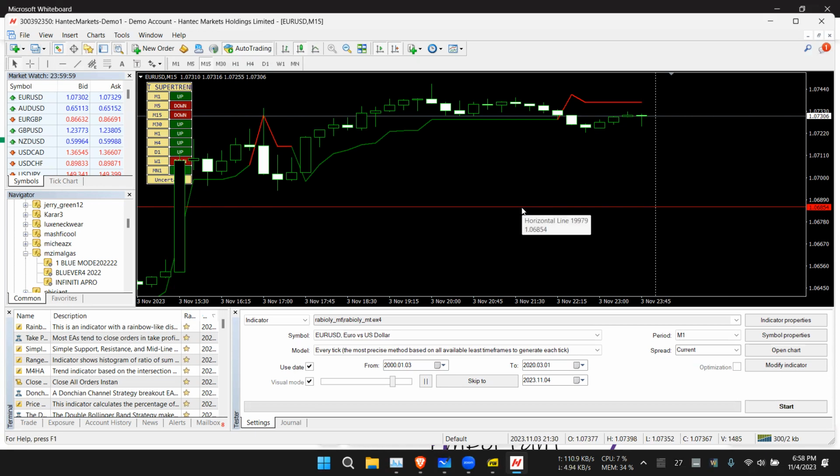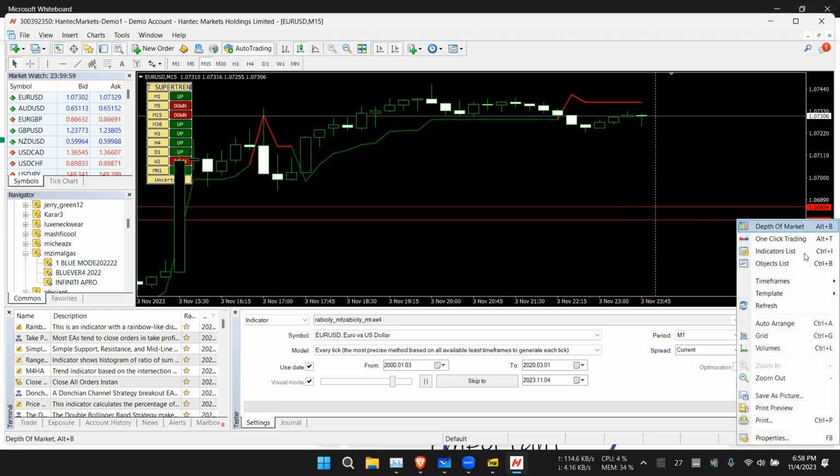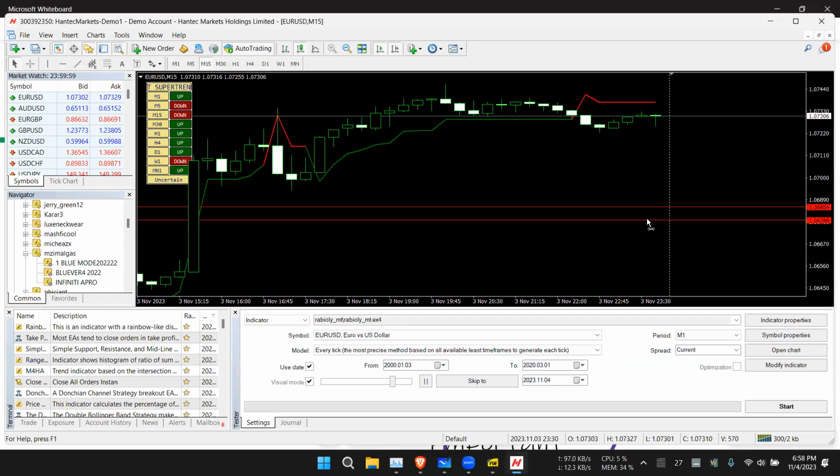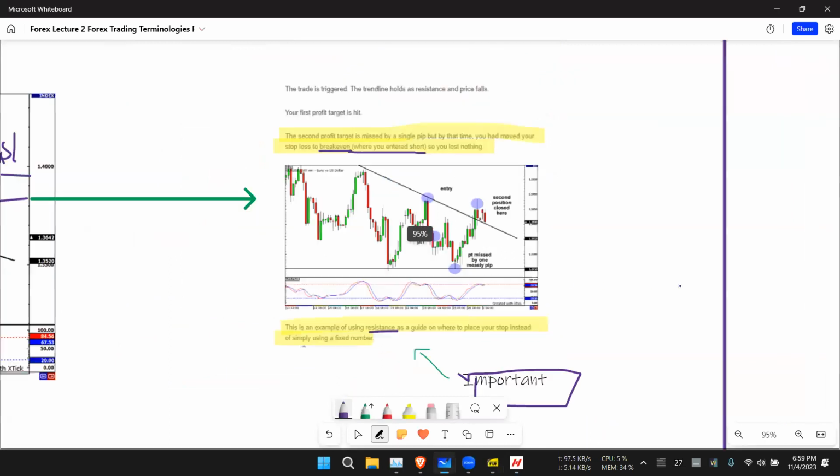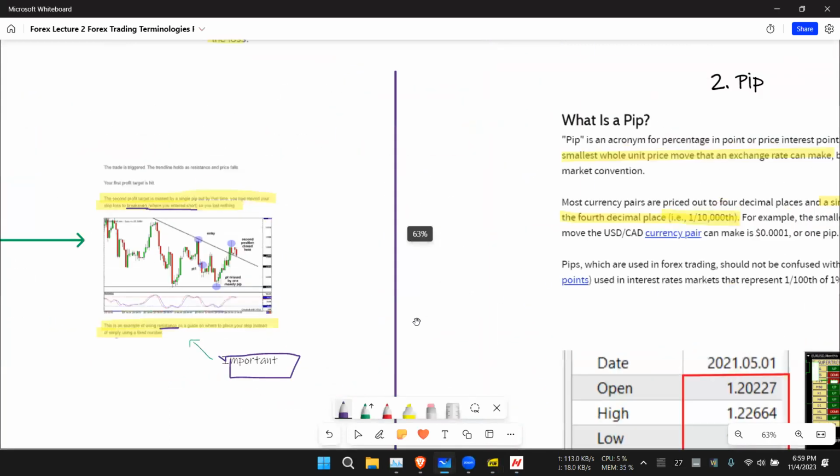You can see the red line. I draw a red line here. I draw a red line here again. This is a resistance barrier. So this helps you identify where to put your stop loss or where to put your barrier, to prevent you from going into major losses. Okay.